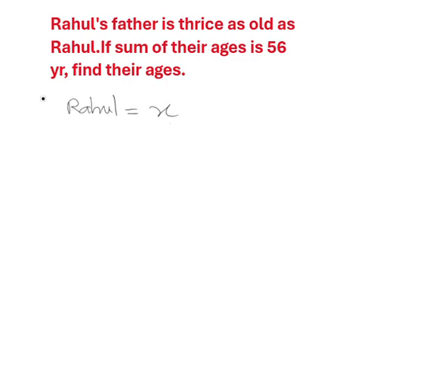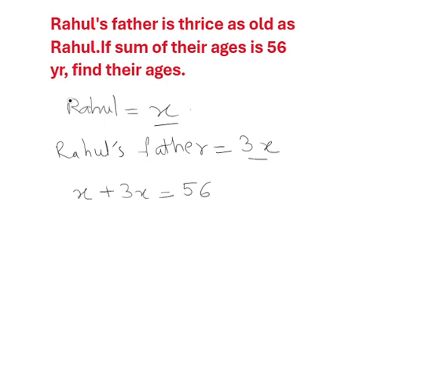as x and Rahul's father will be, he is thrice the age of Rahul. That means it will be 3x. Now if sum of their ages is 56, that means this plus this will be 56. x plus 3x is equal to 56. Now find their ages. Then if we solve this equation, we will easily get what is their age.